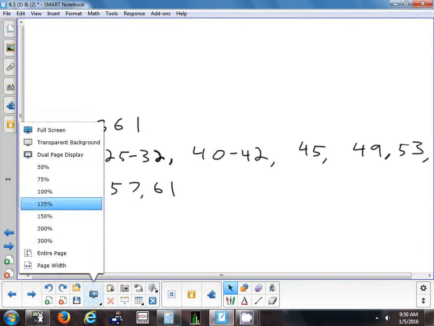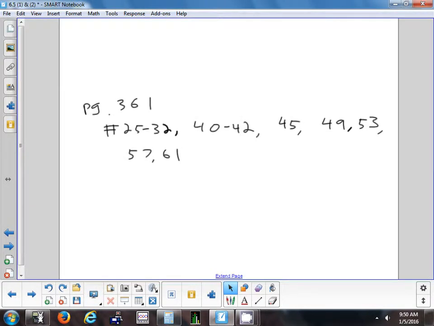Okay. So homework, same page as last night. Page 361. It's 25 to 32, 40 to 42, 45, 49, 53, and 57 and 61. You will need a calculator for some of the inverse sine stuff, but you do not need a graphing calculator.